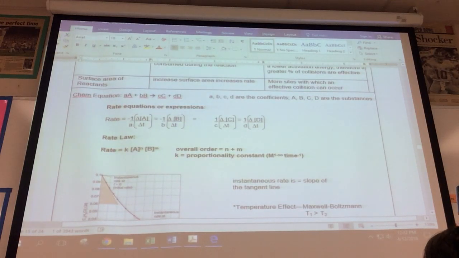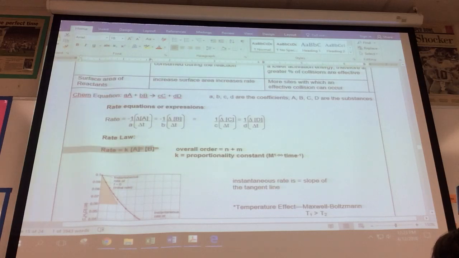and rate laws. Rate equations are where you take the stoichiometric coefficients into account. You have rates, that is concentration per time. You can have reactants and or products. With reactants, you've got -1. With products, you've got +1.